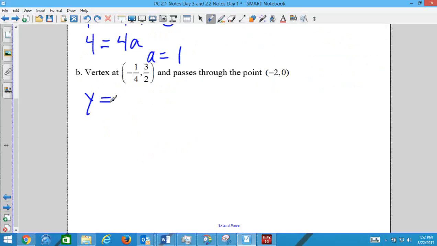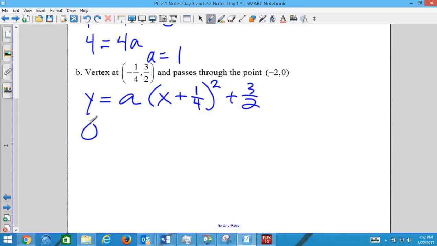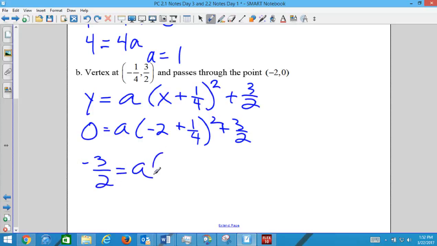y equals, do I know A? Parenthesis, x minus h, do I know h? It's -1/4, so x plus 1/4, squared, plus k, 3/2. So how am I going to find A? Plug in the other point. 0 equals A times -2 plus 1/4 squared plus 3/2. So I'm going to have -3/2 equals A times something.